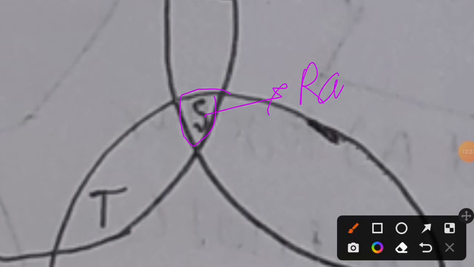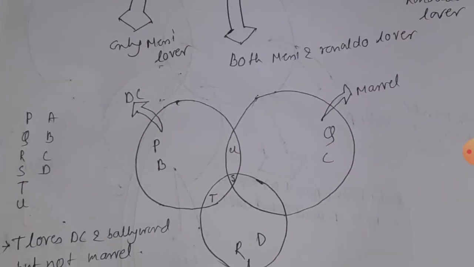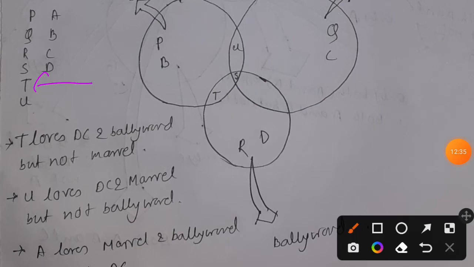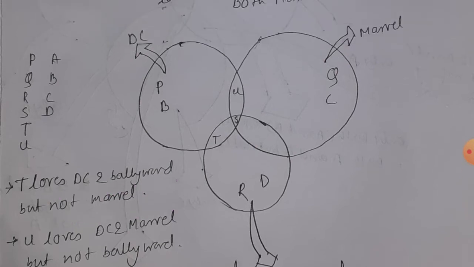I think now it is clear to you, right? Now let's talk about T. Then I again asked T what kind of movie you like to watch. So T said that T loves DC and Bollywood both. Okay, but he hates Marvel. Okay, that is quite weird, but T hates Marvel.